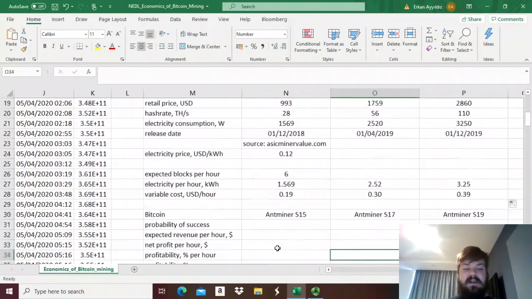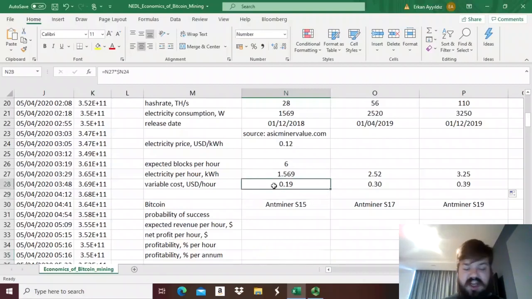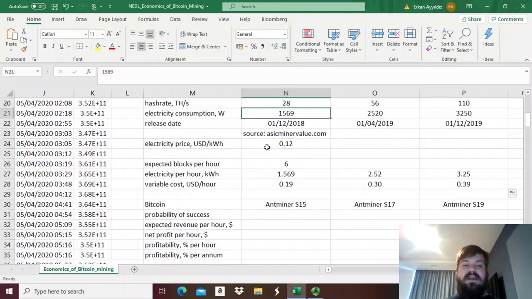Now, what we can do is estimate the profitability of using each of those three ASICs at each of the three blockchains we consider. First of all, we already have the variable cost, and that would not change regardless of the blockchain we are mining on, because it only depends on the ASIC's electricity consumption as well as on the electricity price. That doesn't vary blockchain to blockchain.